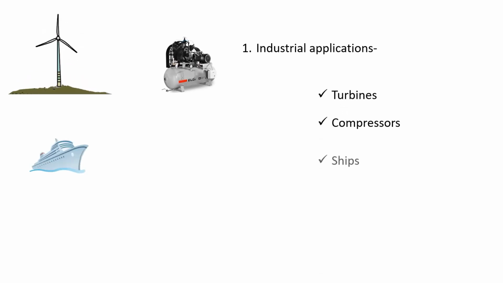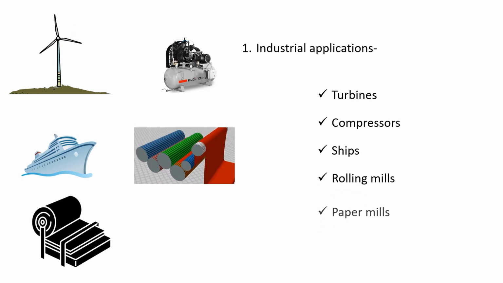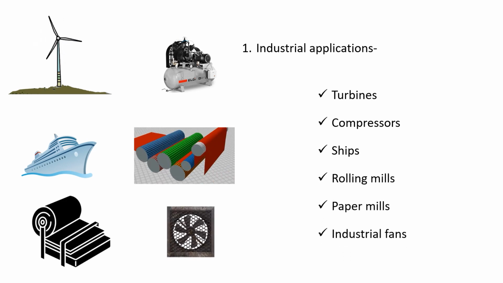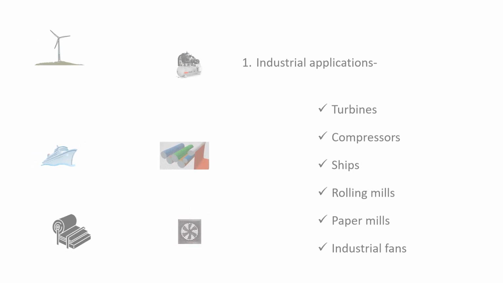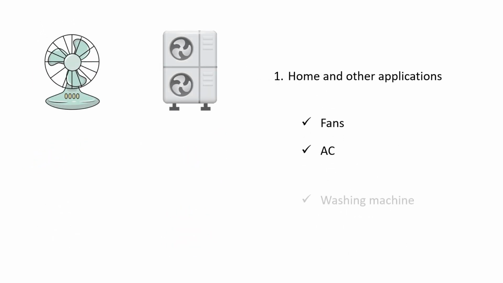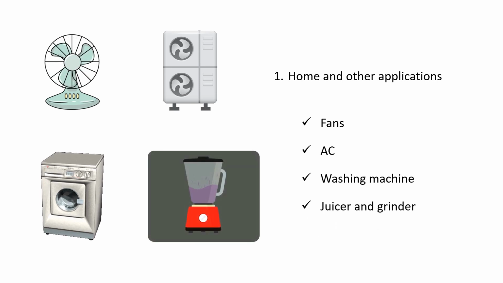Now let us see the application of these motors. In industries, these motors are used in turbines, compressors, ships, rolling mills, paper mills, industrial fans. These are also used in home and other applications: fans, ACs, washing machines, juicers and grinders, and many more.